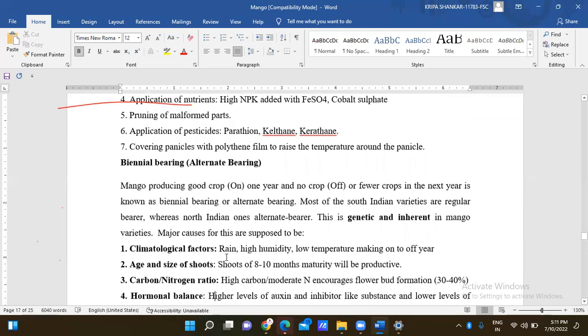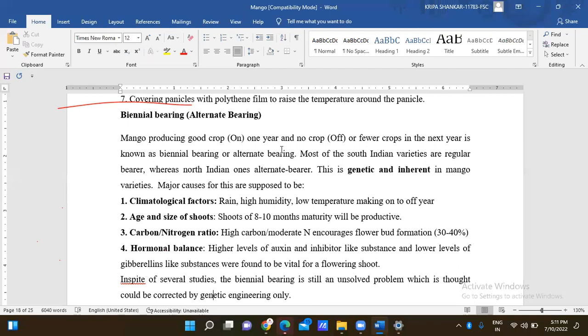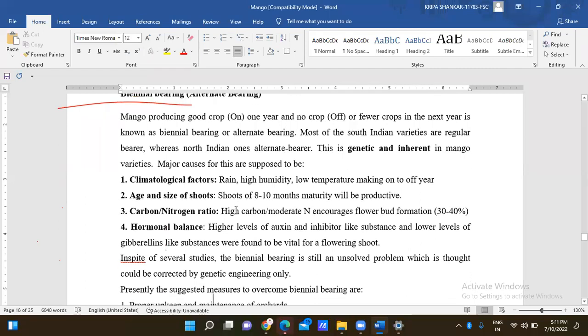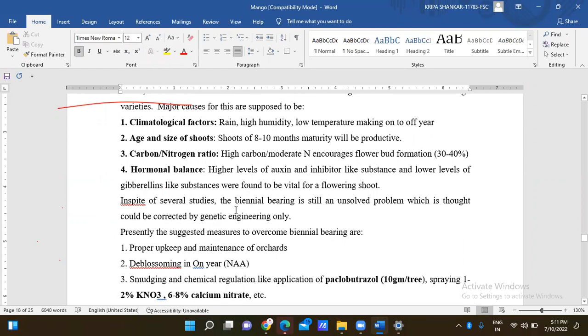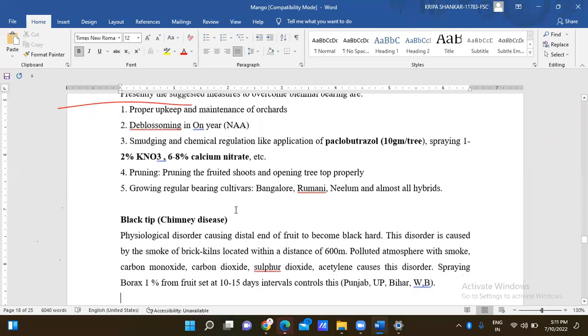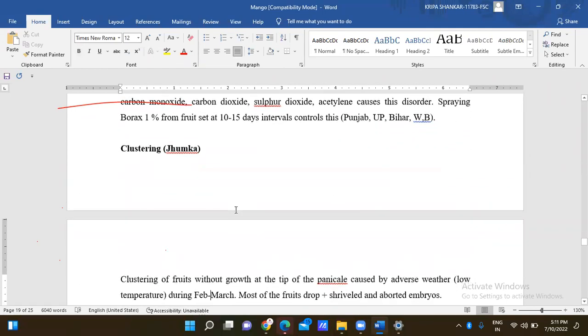Biennial bearing is there. What are the different factors responsible for biennial bearing? You can go for that: climatological, age related, and carbon to nitrogen ratio also, how much it participates in that case. Then black tip is there. Clustering or jhumka is there.